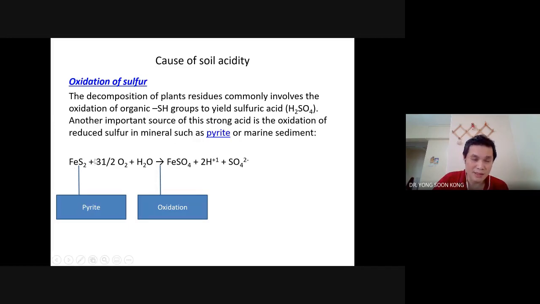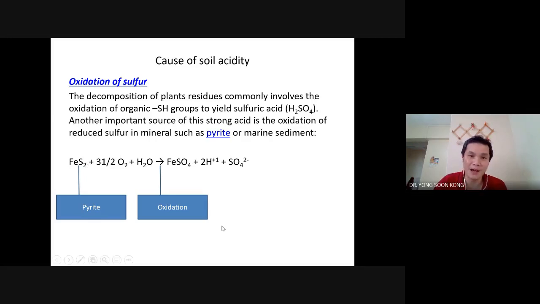What is needed here is anything that contains sulfur. Now, in this case, iron sulfide, or in other words, we call it pyrite. Now, if you haven't seen pyrite before, this one looks exactly like gold, shiny, yellowish, but it's not gold. It only contains iron and sulfide. So this is sulfide, and this is all it takes to actually acidify the soil.